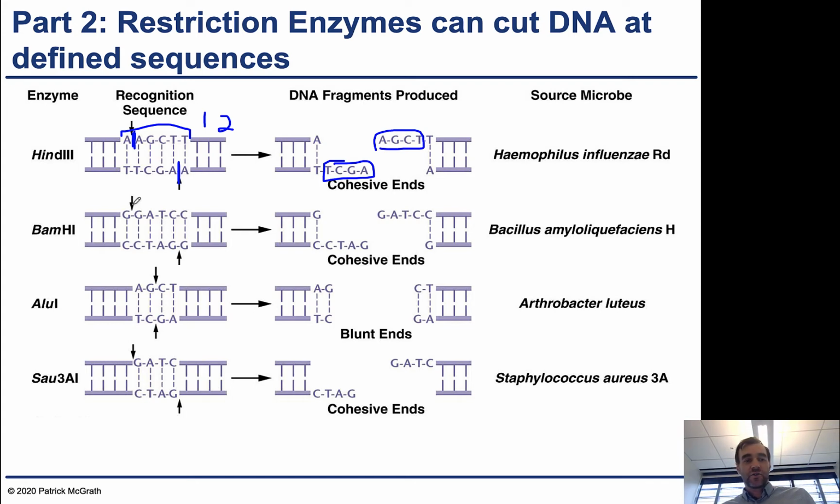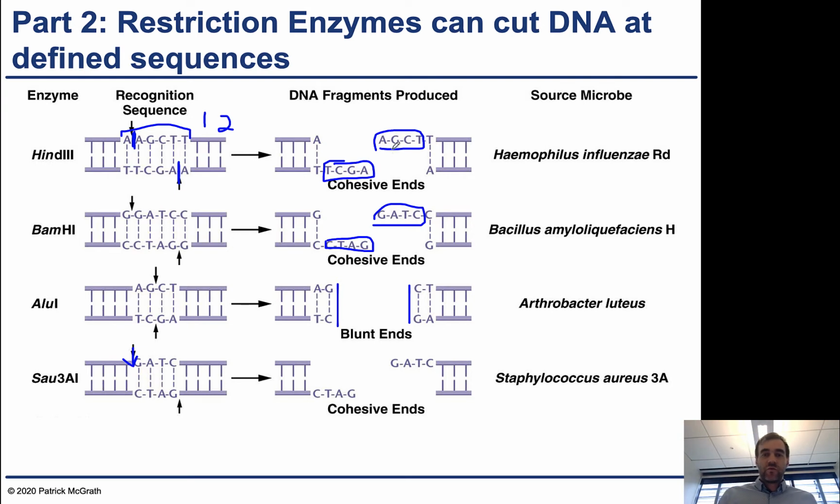So BamHI also cuts in between the first and the second nucleotide, and so the resulting sequence would be as so, and you can see that there's a GATC overhang, and here is a CTAG overhang right here. AluI cuts in the middle, and because it cuts in the middle, there aren't any cohesive ends. This is called a blunt cutter because the DNA that's produced is blunt. And then you have an example of a 4 cutter that cuts right at the beginning of the recognition site and again makes cohesive ends.